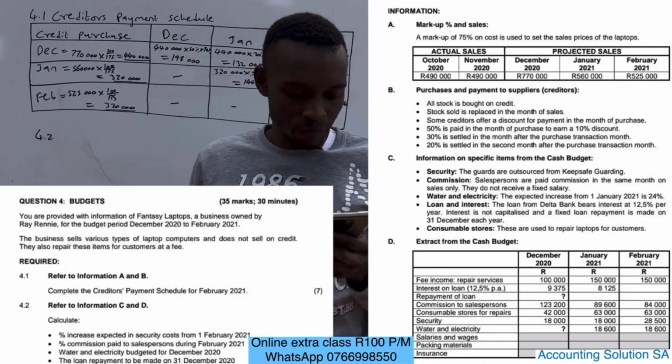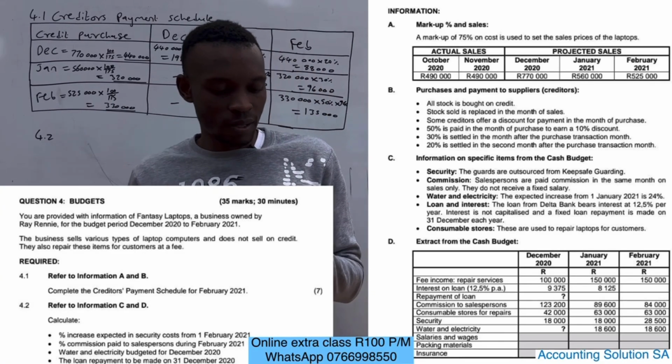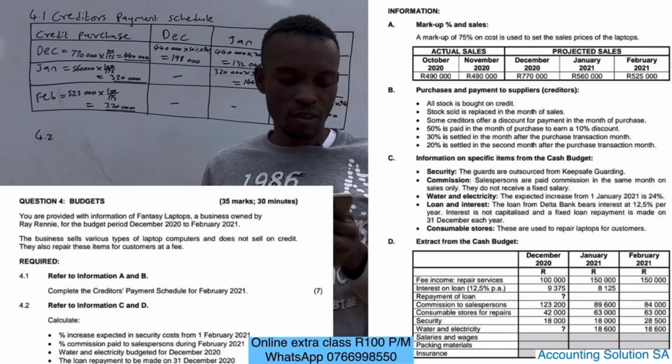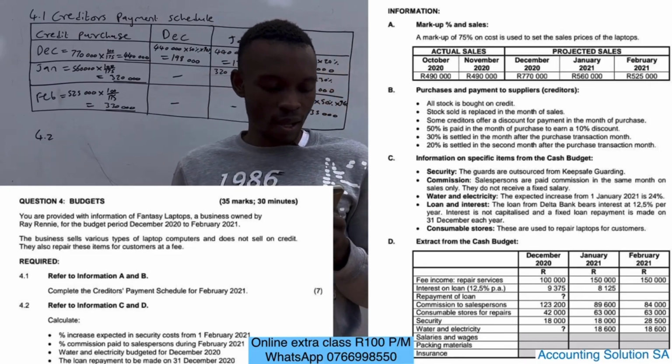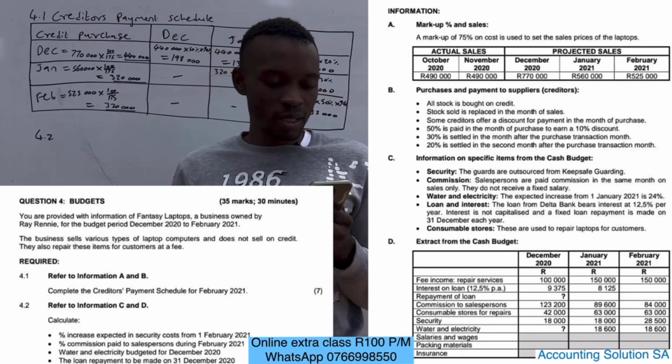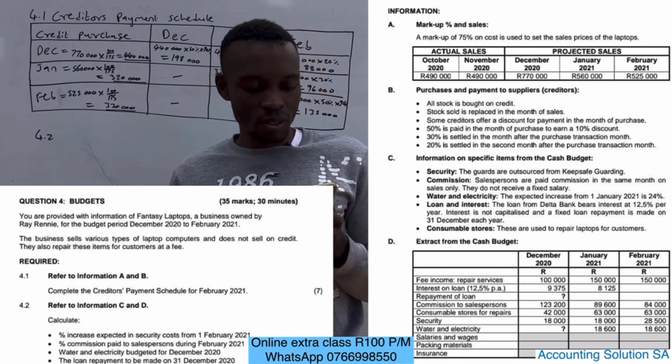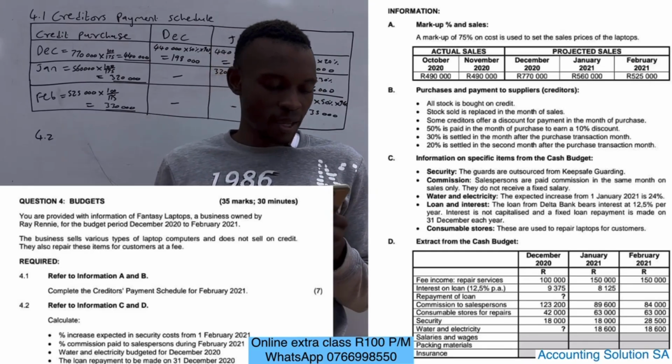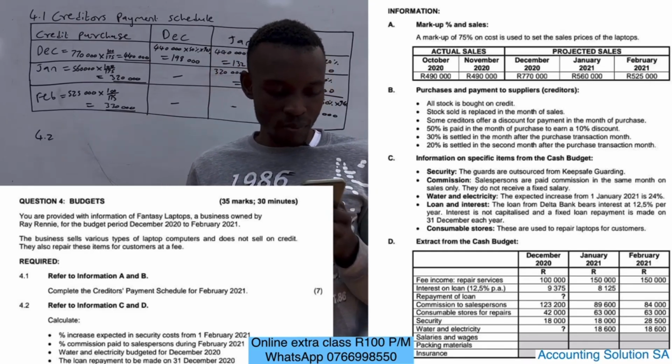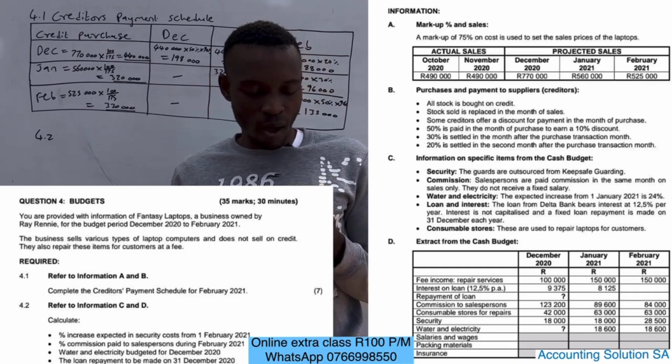Okay, 4.2. Calculate the following, referring to information C and D. Calculate the percentage increase in security cost from February, and number 2, the percentage commission paid to salesperson during February.